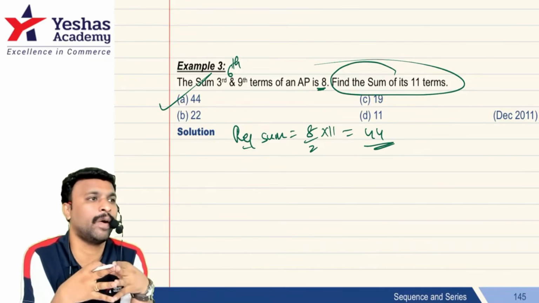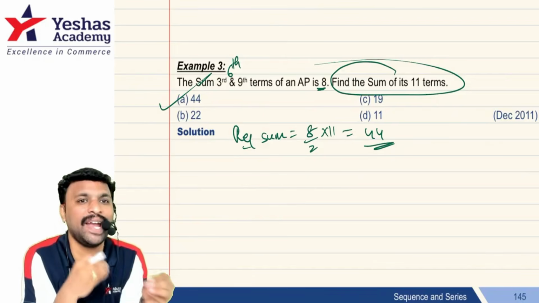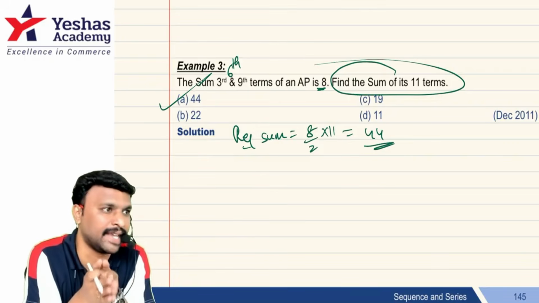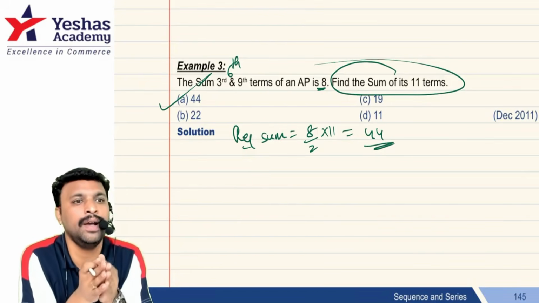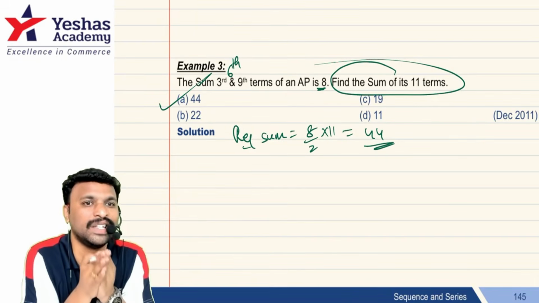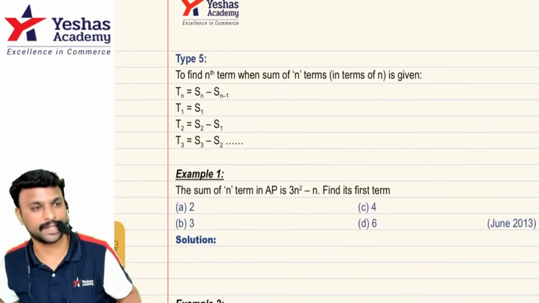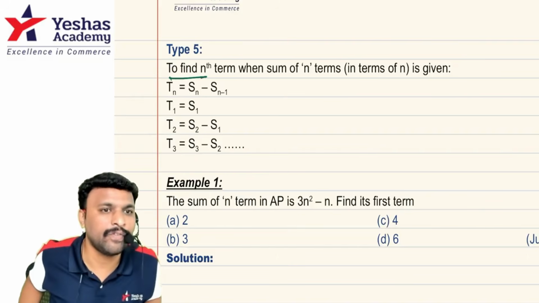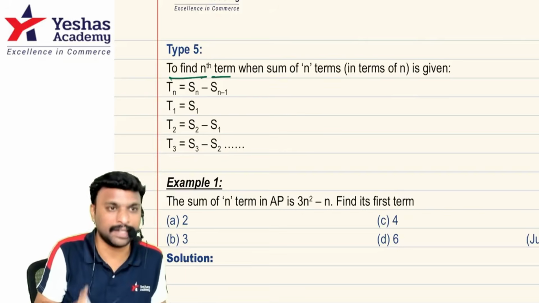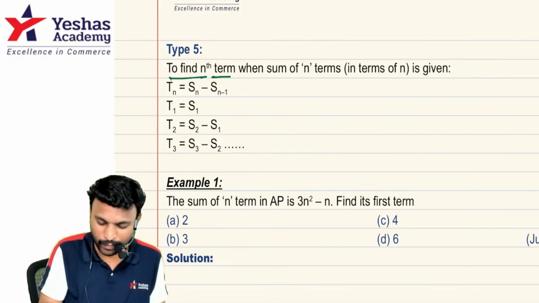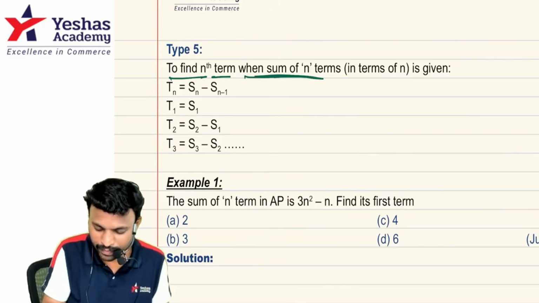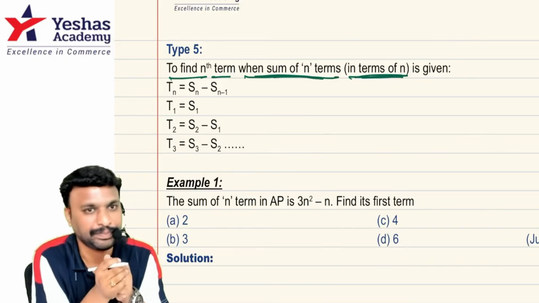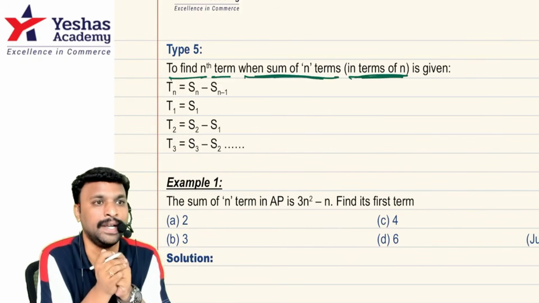Everyone, the next type of question on AP is very, very, very important, a very commonly asked question in the exam. Almost every paper, you will have a question on the concept which we are going to discuss now. Everybody, type 5. What is type 5? To find the nth term. What will you be given? The sum of n terms, most importantly in terms of n.